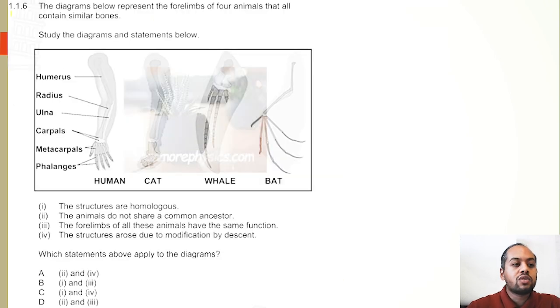The next question is 1.1.6 that says the diagrams below represent the 4 limbs of 4 animals that all contain similar bones. Study the diagrams and the statements below. So we have the human, the cat, the whale, and the bat, and we can see what the diagrams are looking like. The structures are homologous.